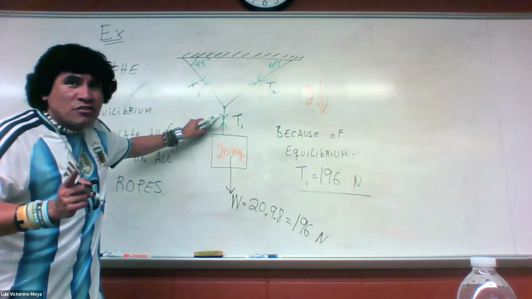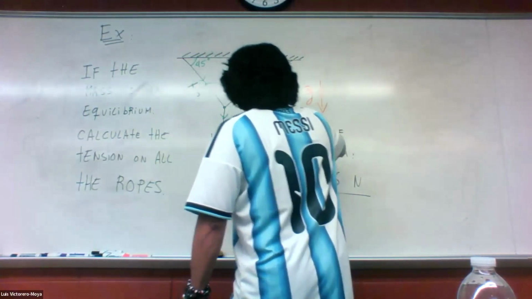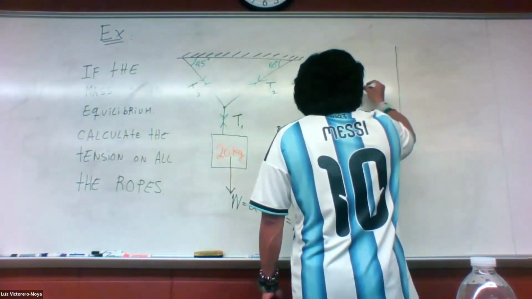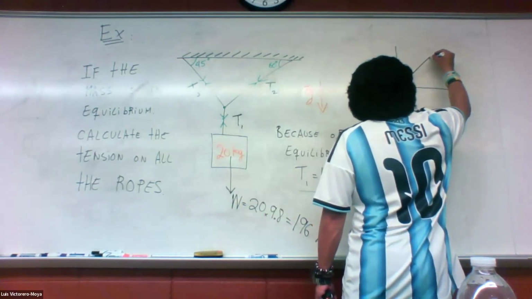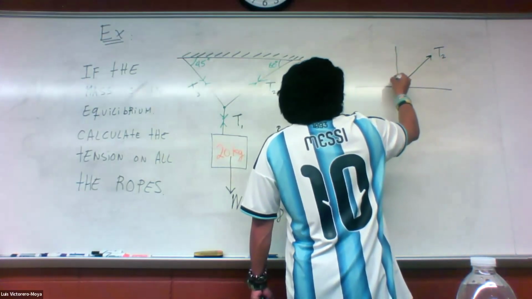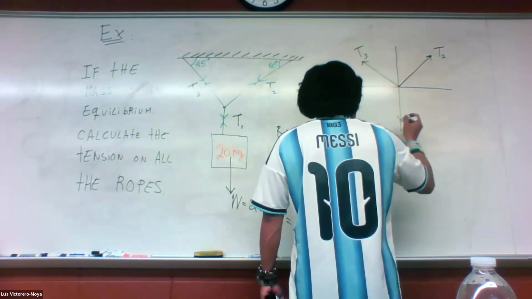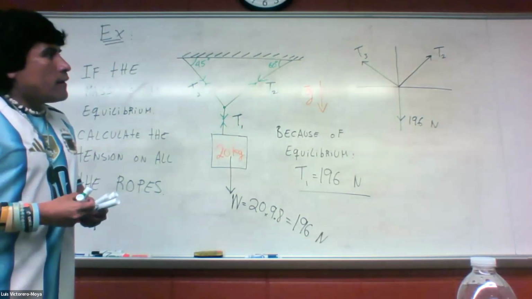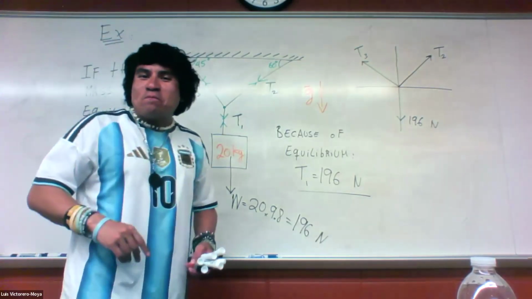And you see why the directions are important? Because now I can do this figure. Let's draw this only now. I have my X and Y axis, T2, T3, and this is T1, but T1 is 196 newtons. Now it's a vector problem. I need to find T2 and T3.